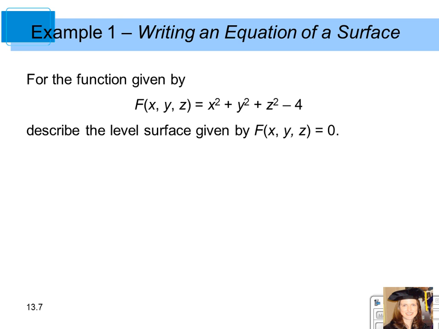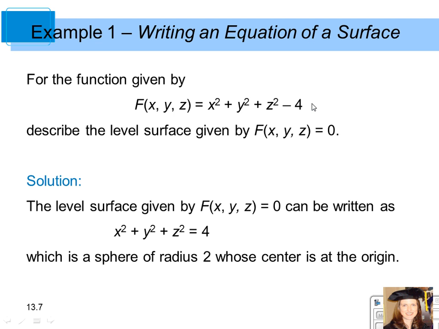Here's an example. Suppose we have a function given by F of x, y, z equals x squared plus y squared plus z squared minus 4. If we want to describe the level surface given by capital F of x, y, z equals 0, we set this whole equation equal to 0 and we can identify this as a surface. If you set that equal to 0 and add 4 to both sides, you get the equation x squared plus y squared plus z squared is equal to 4. Again, you should recognize that as a sphere.